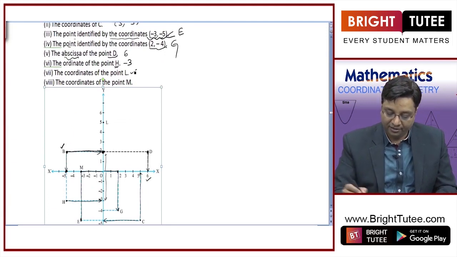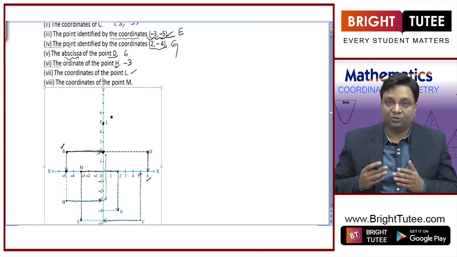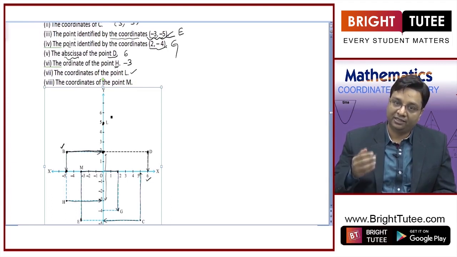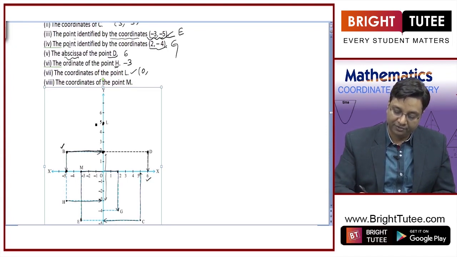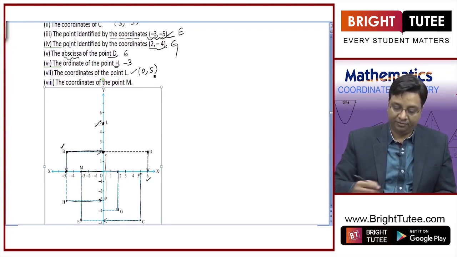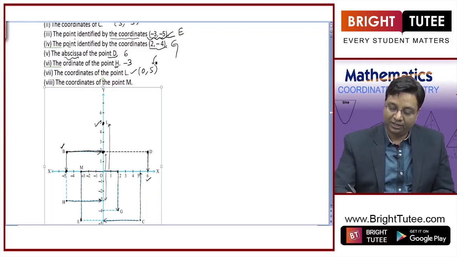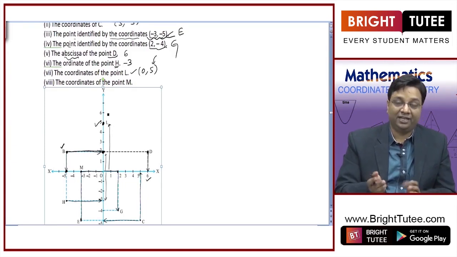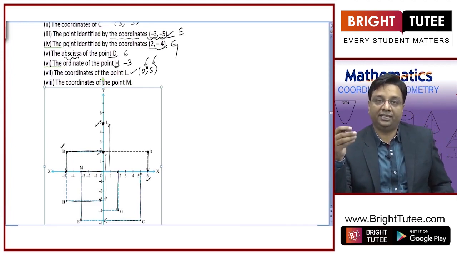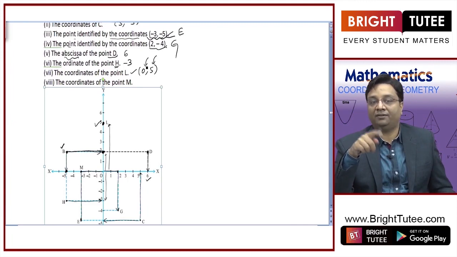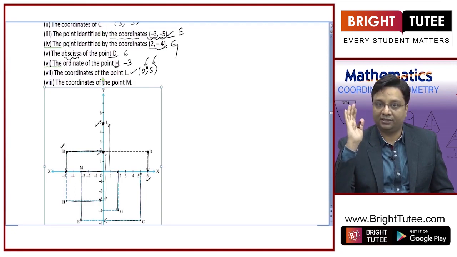Coordinates of point L. Where is point L? This is point L, and you can notice that point L lies on the y-axis. So obviously its x coordinate will be 0 and its y coordinate will be 5, because it is 5 units away from the x-axis. That is why the y coordinate is 5, and it is 0 units away from the y-axis, hence the x coordinate is 0. We have discussed in detail that every point lying on the y-axis will have its x coordinate as 0 and every point lying on the x-axis will have its y coordinate as 0.